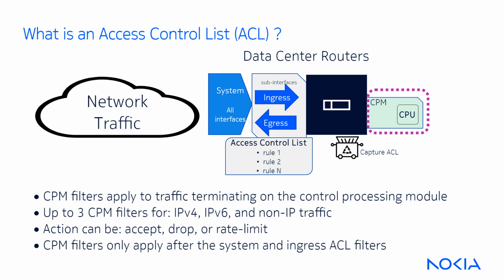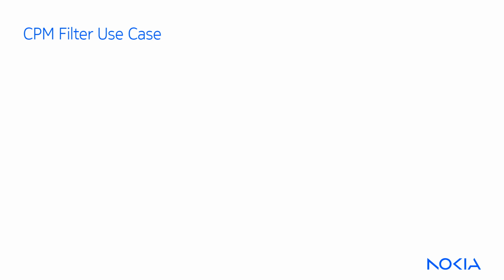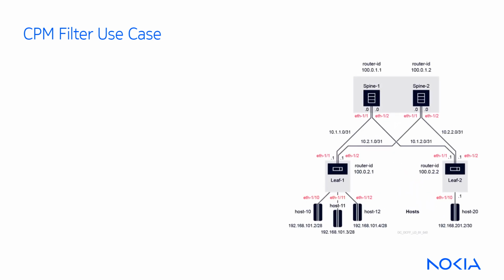Also note the order of evaluation. The CPM filters only apply after the system and the ingress filters, so packets that are dropped on an ingress interface will not be evaluated by the CPM filter. We are going to implement a CPM filter in the Nokia My Learning Lab platform now.